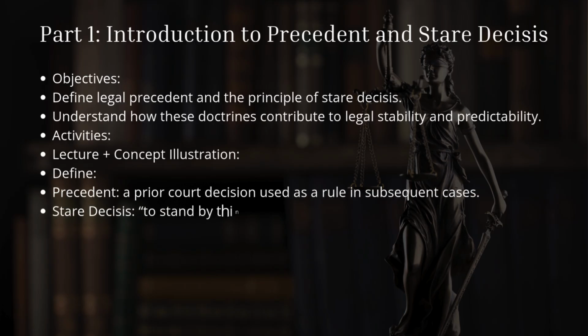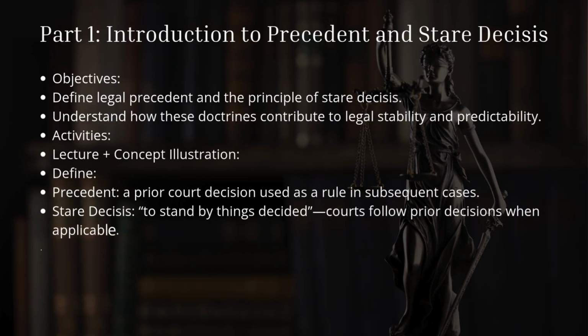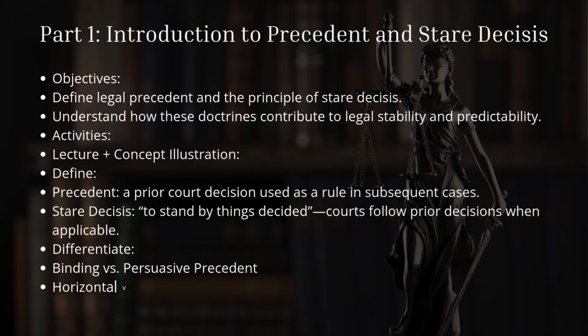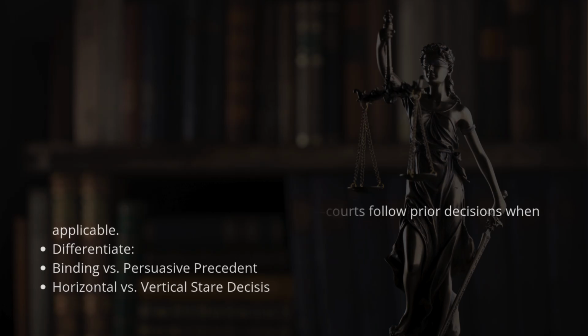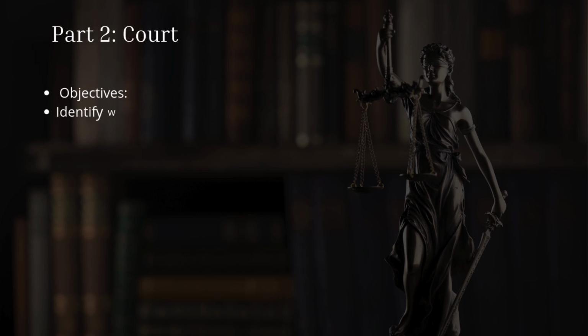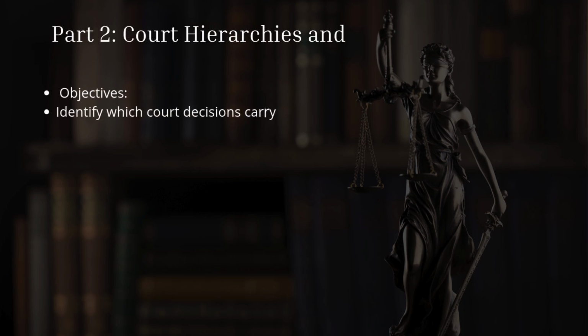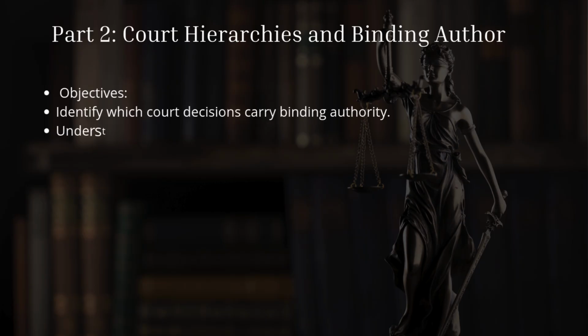Define. Precedent: a prior court decision used as a rule in subsequent cases. Stare decisis: to stand by things decided; courts follow prior decisions when applicable. Differentiate binding versus persuasive precedent, and horizontal versus vertical stare decisis.